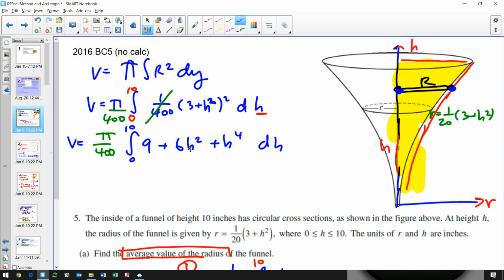Okay? If you had to do this by hand, could you integrate these parts by hand? Do you see it? It's a buy one, get how many free? What a deal, 2 free, okay? So this would be 9h plus 6 divided by 3, 2h cubed plus h to the 5th over 5, from 0 to 10. And whenever I get this answer, I'm going to multiply it by pi over 400.